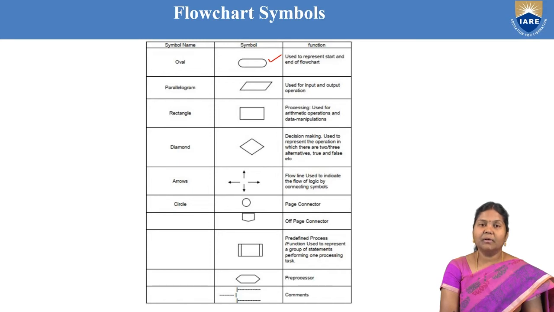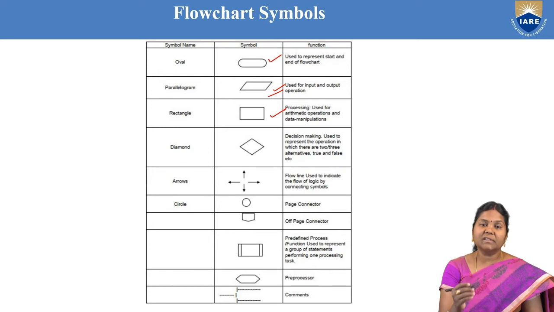The next symbol is called the parallelogram. This symbol is used for indicating the input and output operation, because in every algorithm or flowchart, you have to read some input and you have to present some output after processing. So, for reading the input and for displaying the output, this parallelogram symbol is useful. Then, the third symbol is called the rectangle. This symbol is used for any processing, like mathematical statements or arithmetic operations to process, or some data manipulation you have to do.